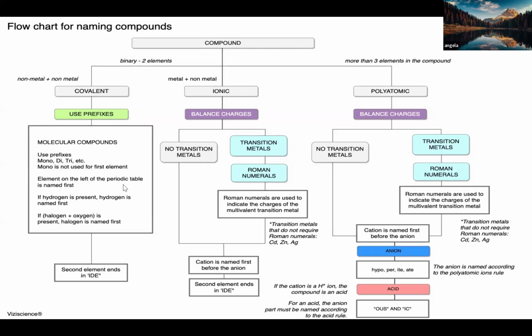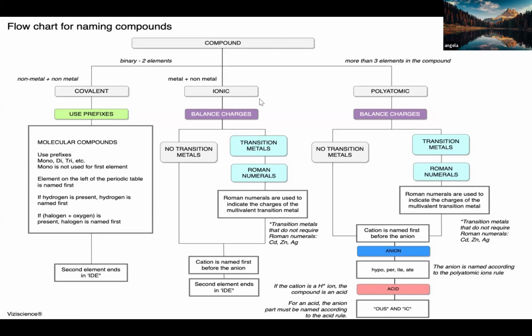And the element on the left of the periodic table is named first. And if hydrogen is present, hydrogen is named first. With halogens and oxygen, the halogen is named first. And then this one, oh, I like this one. The second element ends in "ide," so it's telling you a little more in depth.